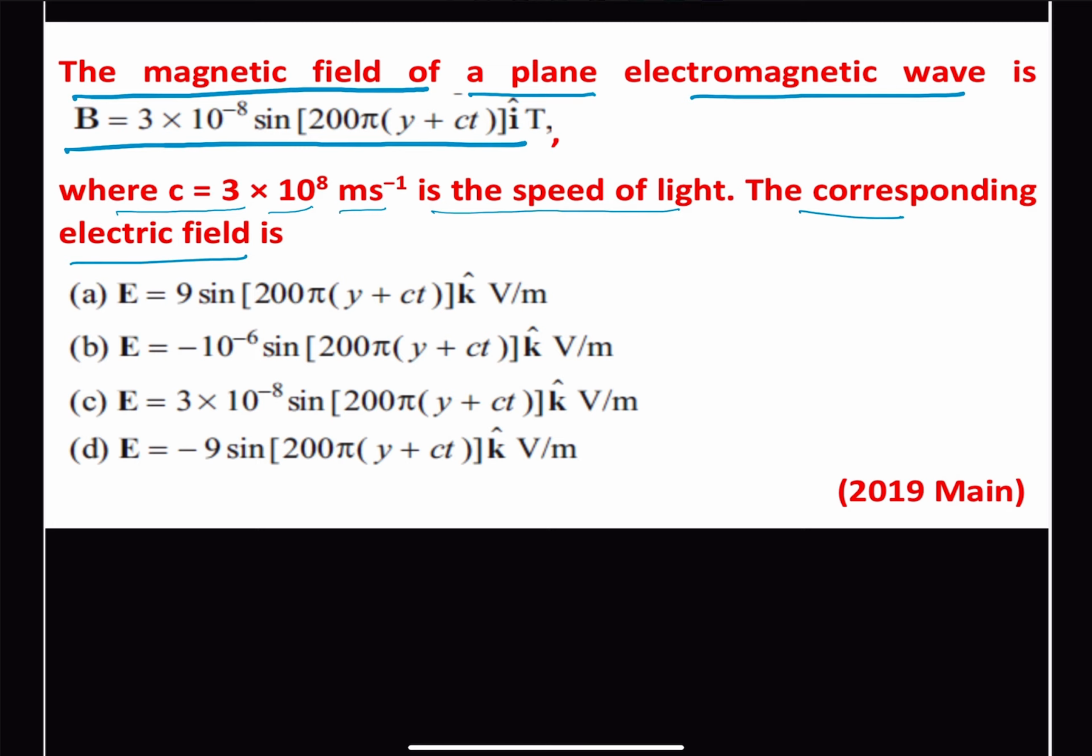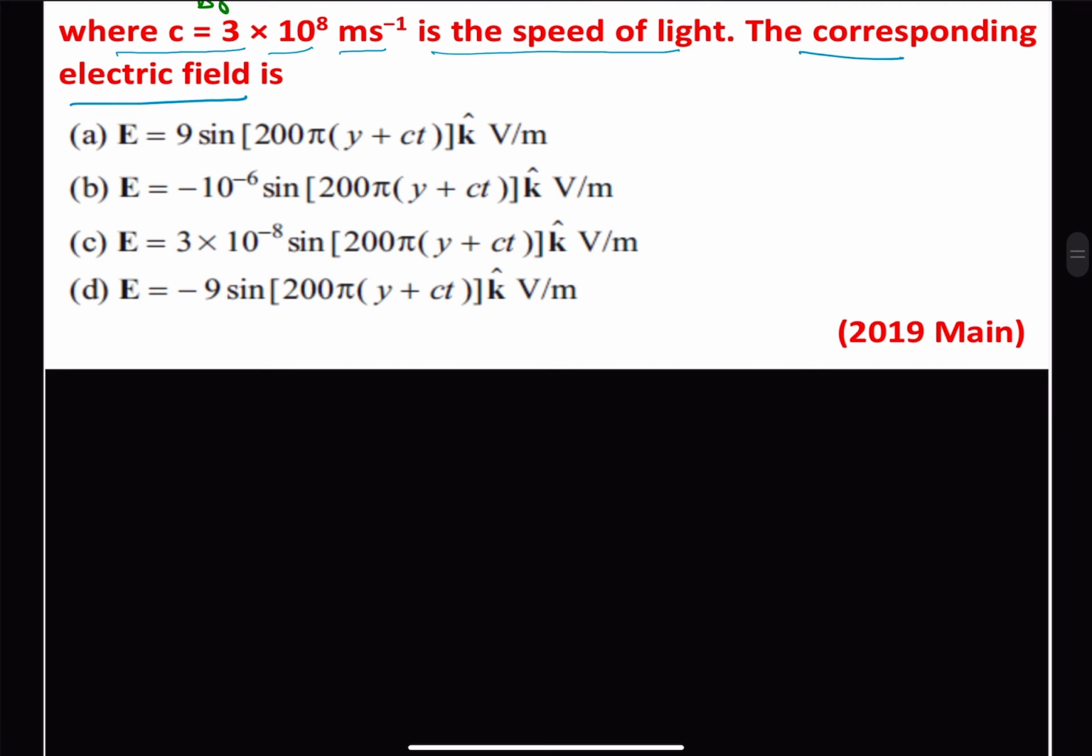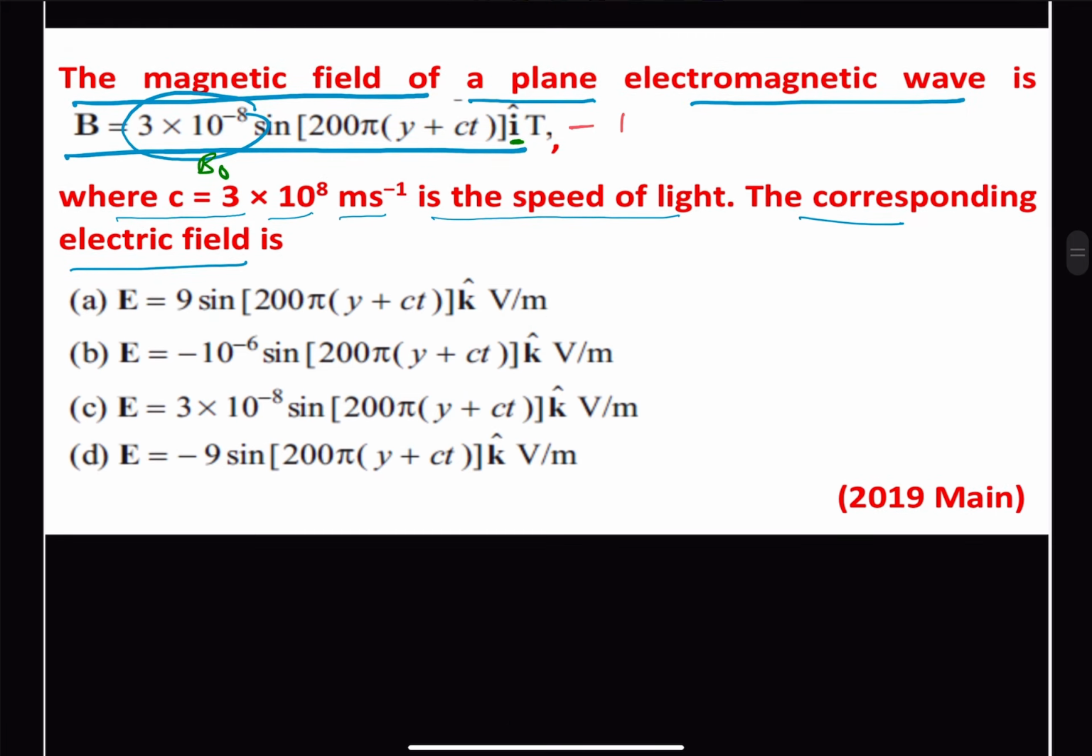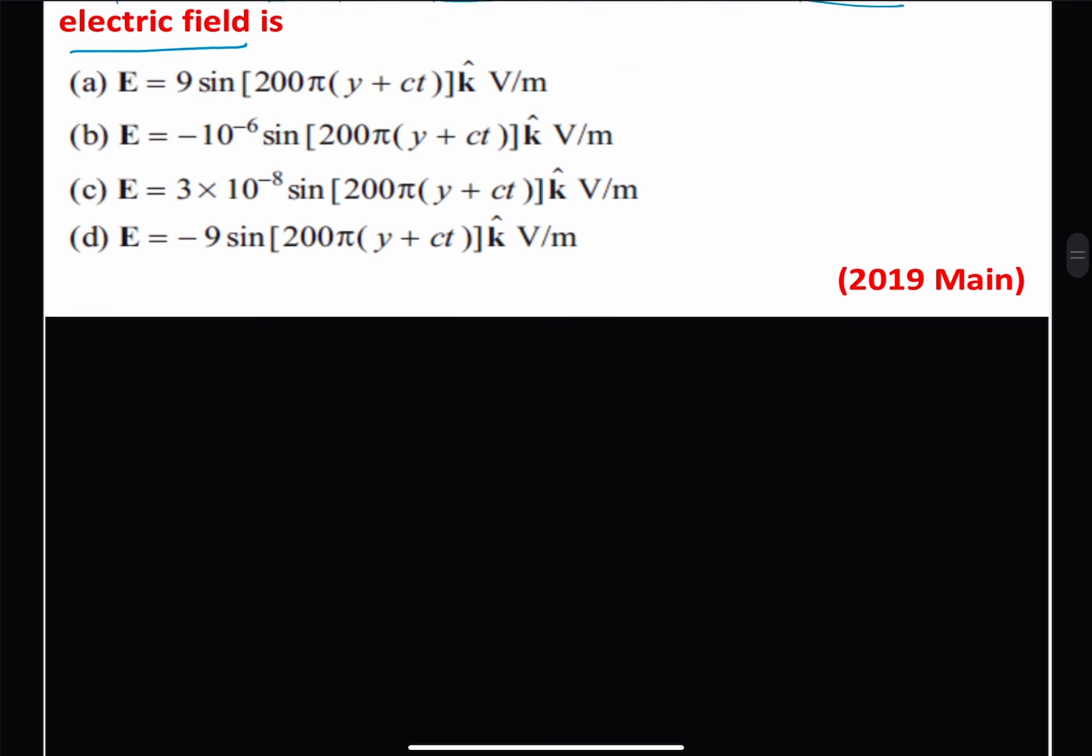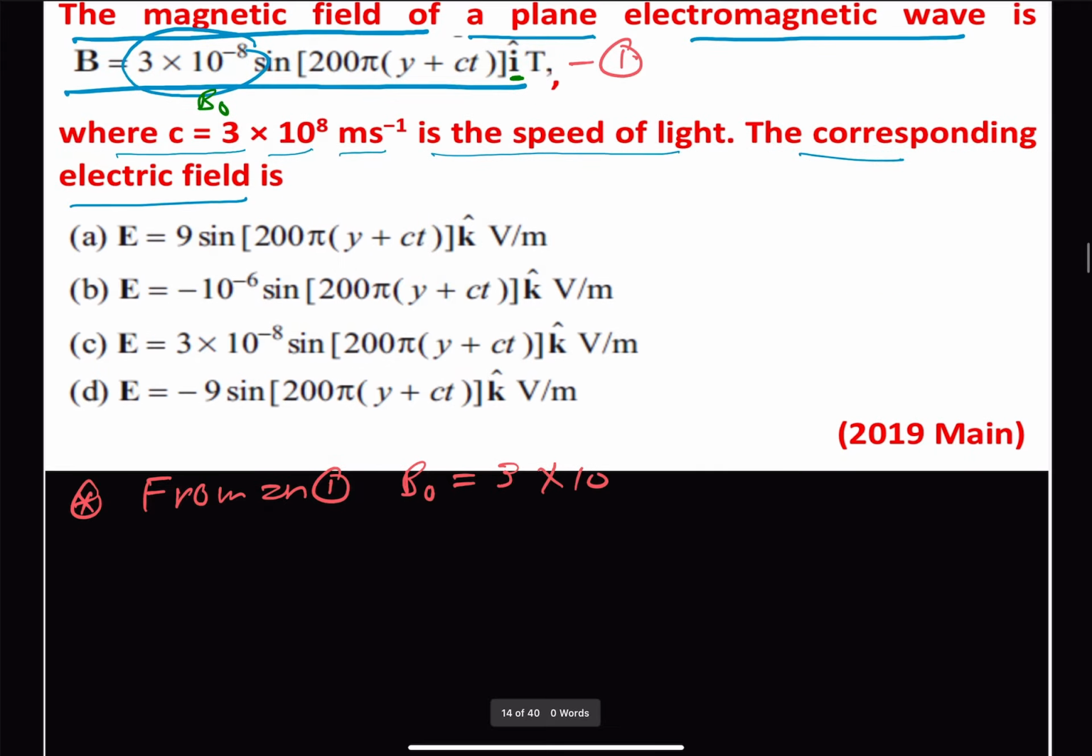And here, from the given equation, we know that this part is the representation of our B0, and our i unit vector is the representation of our direction. Let us call this equation 1. So from equation 1, we have our B0 is equal to 3 × 10⁻⁸.